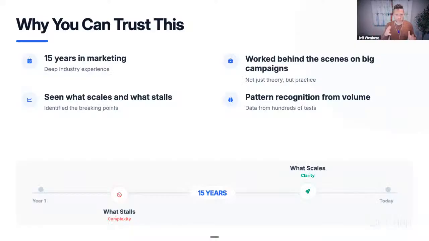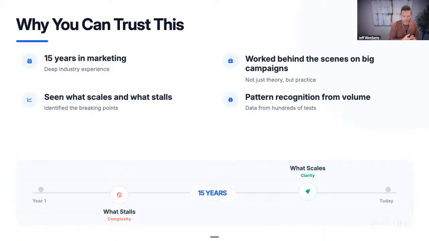Okay, so with that said, I want to cover a little bit of context around why I'm able to teach this, what my experience is that allows me to teach this, all that kind of stuff.